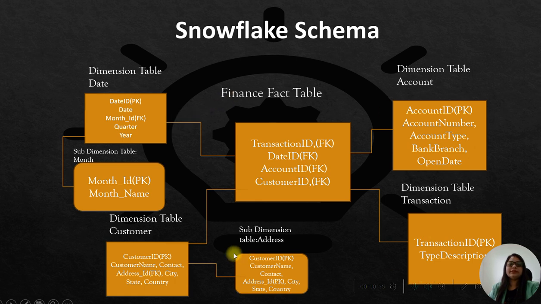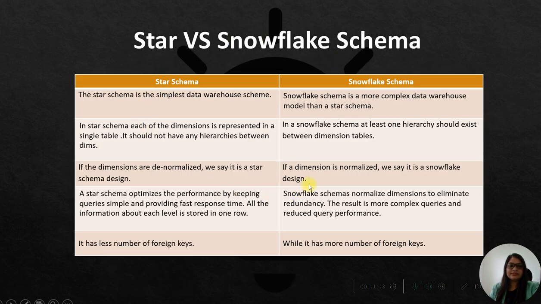So this is nothing but the Snowflake schema. We'll get more dimension tables and sub-dimension tables in Snowflake schema. Now let's understand the difference between the star schema and Snowflake schema. This is also an interview question. The star schema is the simplest data warehouse schema. Snowflake schema is a more complex data warehouse model than star schema.